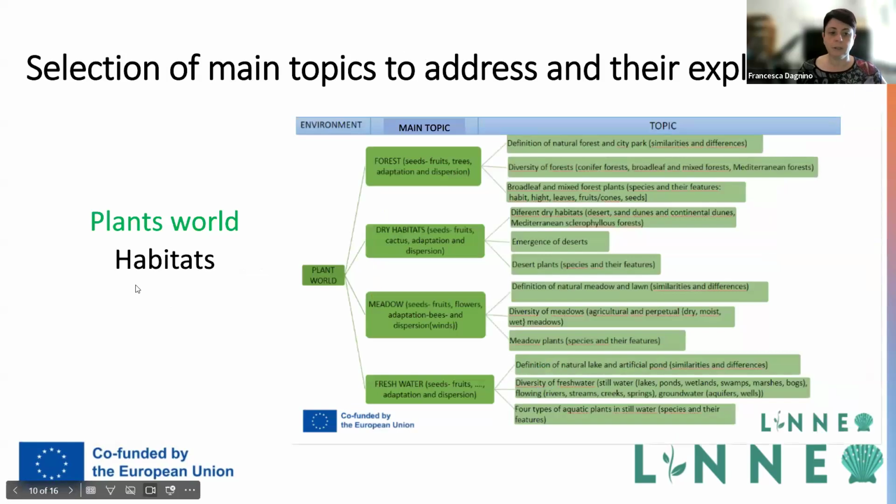For the plants world, the main topic was habitats. We identified 4 habitats, and for each of these habitats, we defined the following subtopics. So, for example, for the habitat forest, there are 3 subtopics: definition of natural forest and city park, diversity of forests, broadleaf and mixed forest plants.